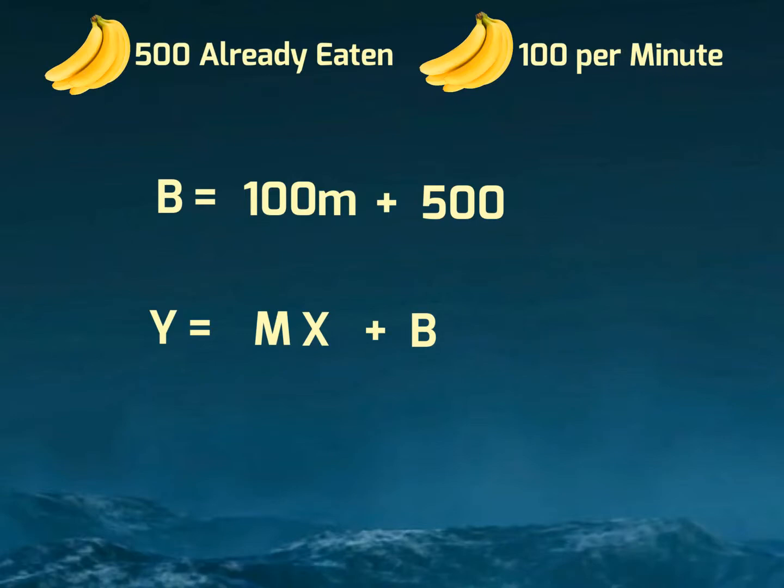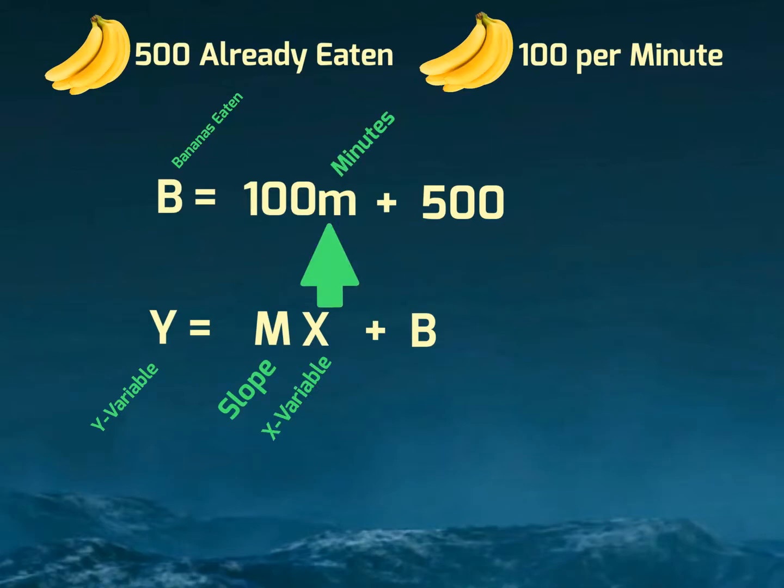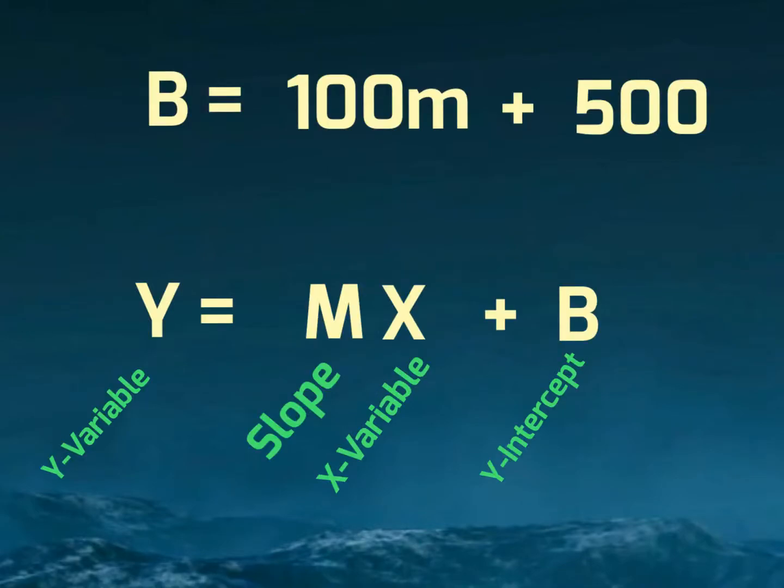These letters are all placeholders for information. The y is for the y variable, in our case, total bananas eaten. The m is the placeholder for the slope number, which explains how much up or down we continually go. For us, 100. The x is where we place the other variable, the x variable, in our case, minutes, and the b is where the y-intercept goes, which is also known as the starting value. In our situation, the 500 bananas you already ate. You see how this fits the y equals mx plus b form?